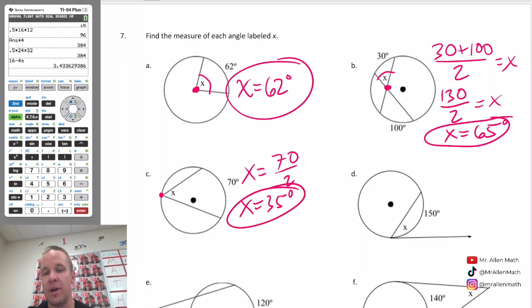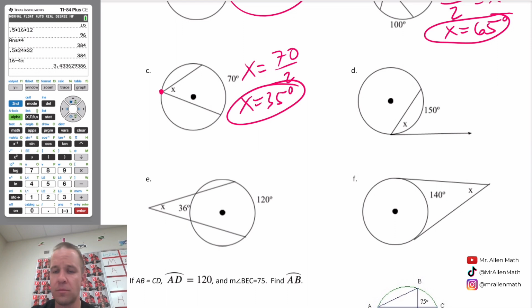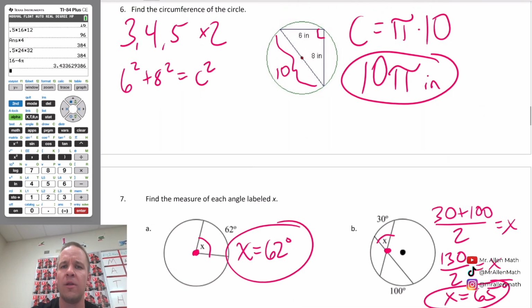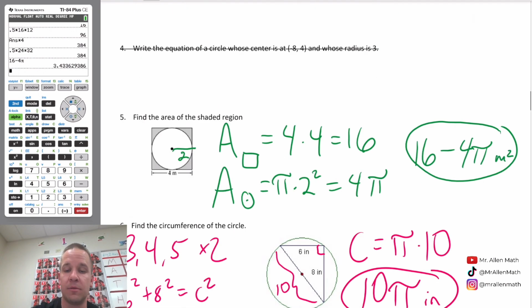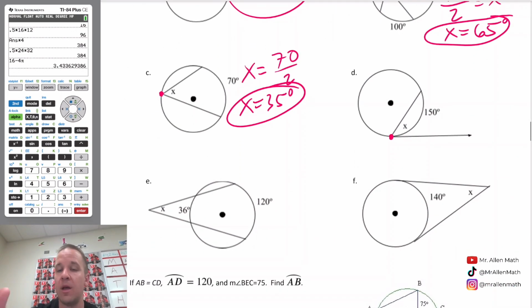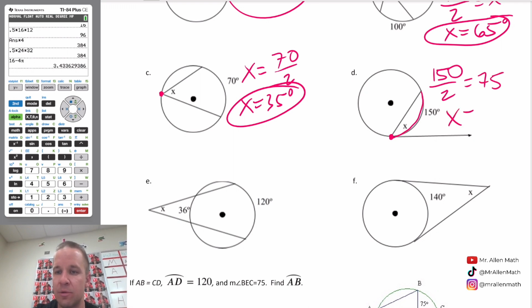Beautiful. This one over here, part D. This right now is an on angle. It's that second one, this one right up here. It's that situation where you have a chord and you have a tangent line that make up that angle. So for that one, my intercepted arc is 150 right there. So I'll do 150 divided by 2. That equals 75. So x is equal to 75 degrees.